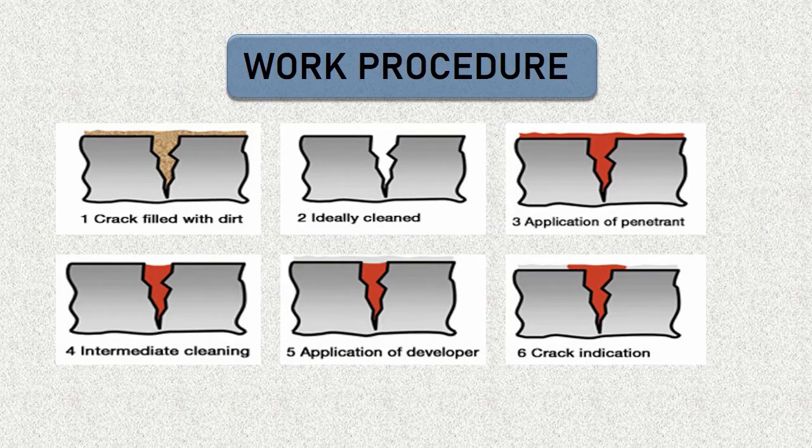First, pre-cleaning. The test surface is cleaned to remove any dirt, paint, oil, grease, or any loose scale that could either keep penetrant out of a defect or cause irrelevant or false indications. Second, an ideal cleaned test piece. Third, application of penetrant. The penetrant is then applied to the surface of the item being tested. The penetrant is allowed dwell time to soak into any flaws, generally 5 to 30 minutes.